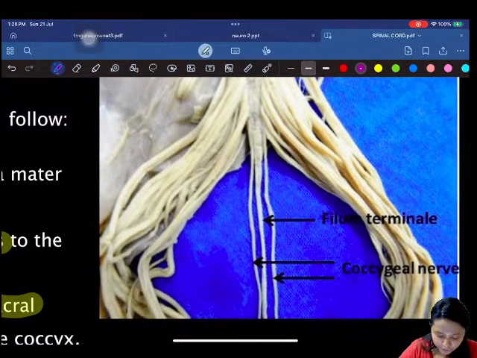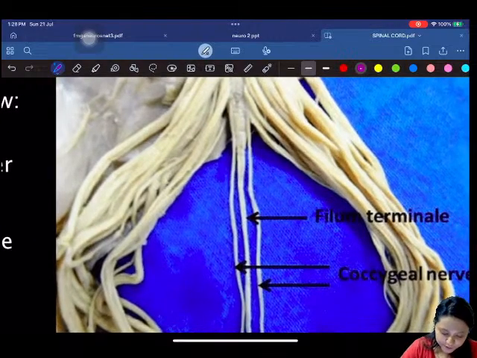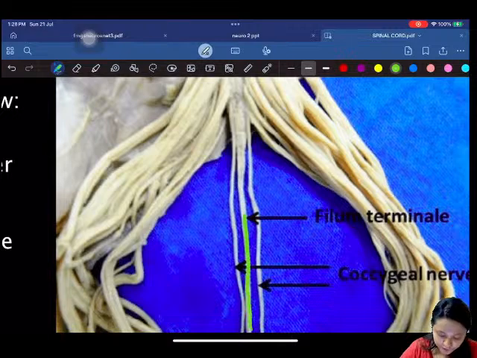So this is your filum terminale externum. Here you can see that this is the filum terminale. If it is going down till the coccyx, it will be externum, and if it is included under the sacrum, S2, then it will be internum.